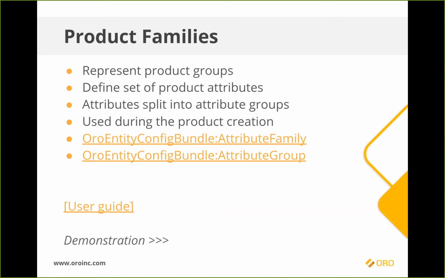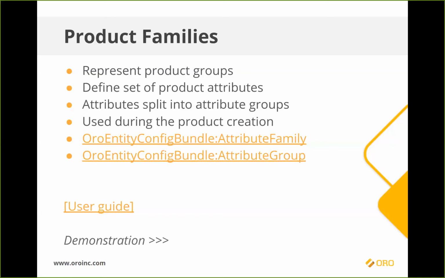For example, if we're talking about t-shirts, it will be size and color. If you're talking about electronics, let's say it can be type, like a mobile phone, laptop, and so on. If it's about cars, it can be brand, it can be size, and so on. The product family is set during the product creation.